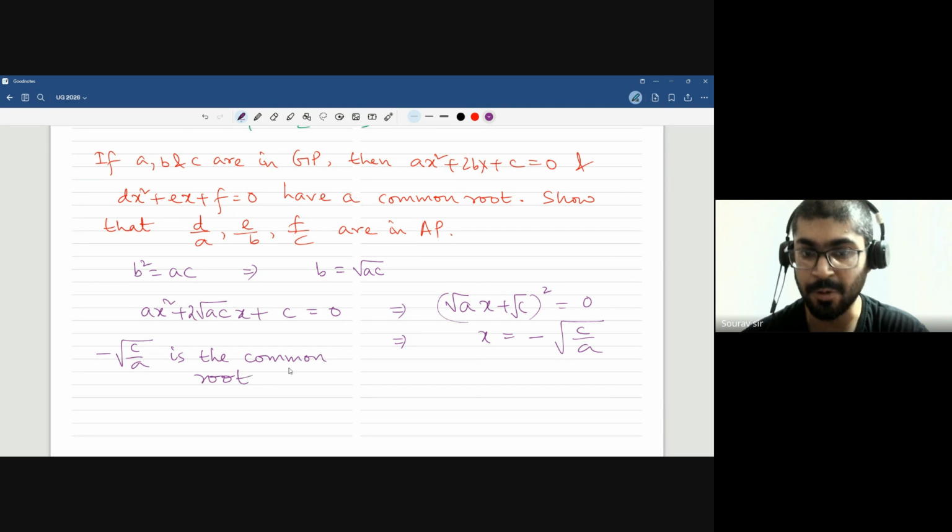All right. Once you have this, I think you can finish it from here. Try. If you have the common root, you can just put it in the next equation and that should give you the answer. Right? See if you get it.